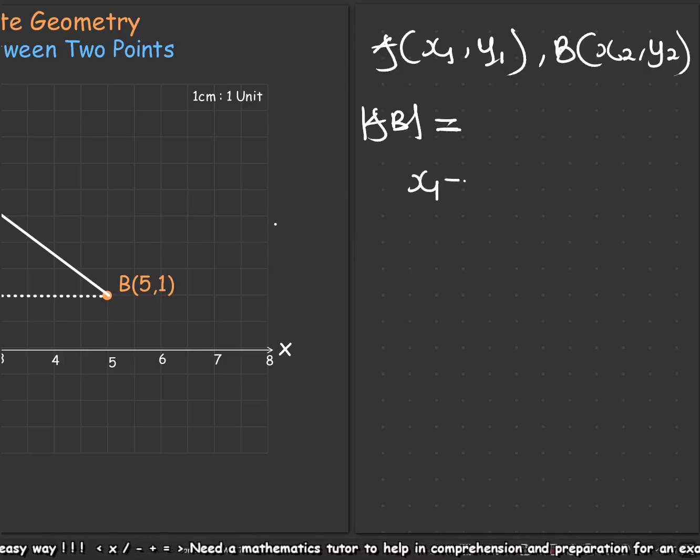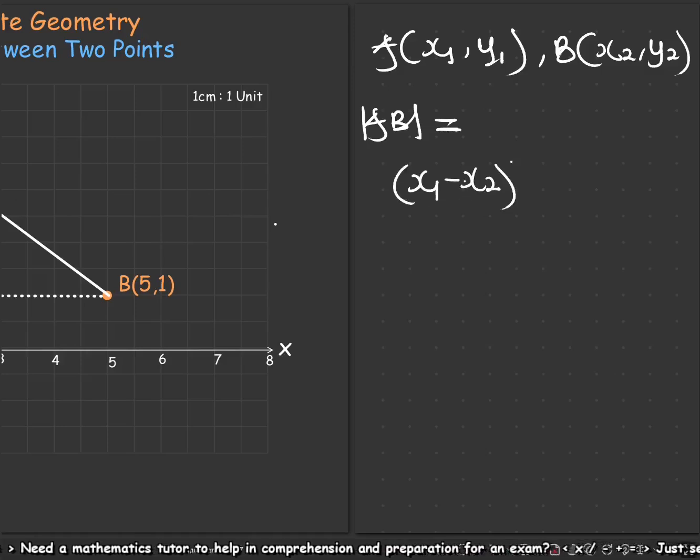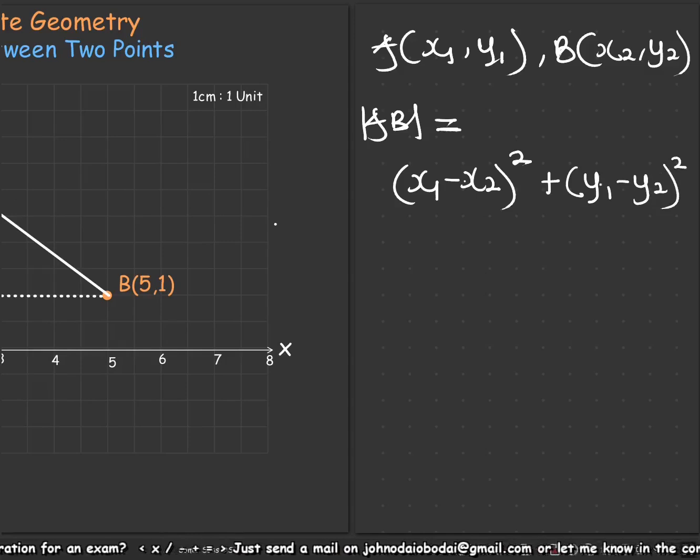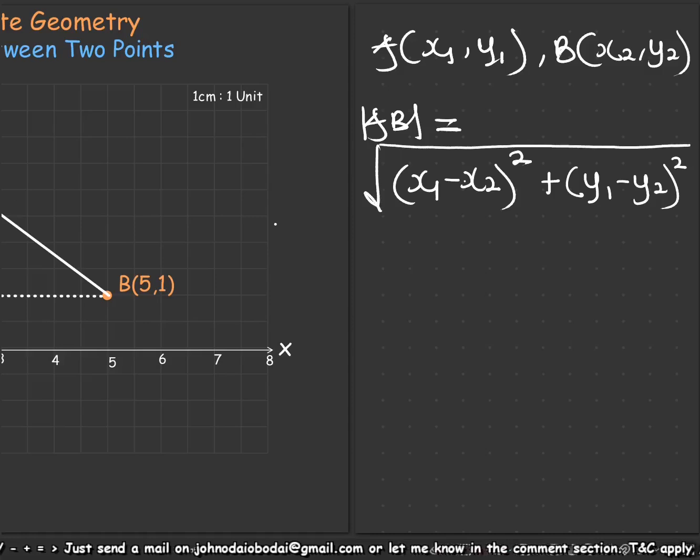x1 minus x2. That is the difference between the x values. And then let's square them. You see, after squaring them, plus the difference between the y values. Let's square them as well. After which, we find their square roots. You get that? So the formula is: find the difference between the x values, find the difference between the y values, where you will square them, then you find the square root of your answer.